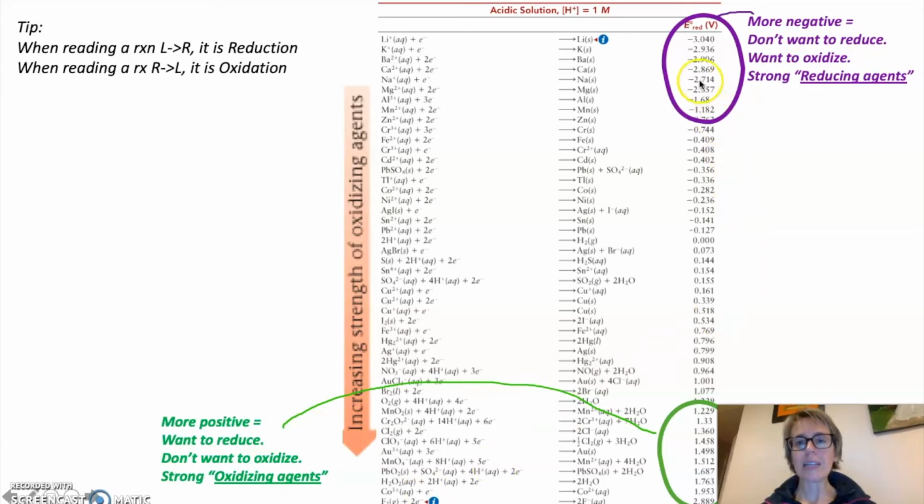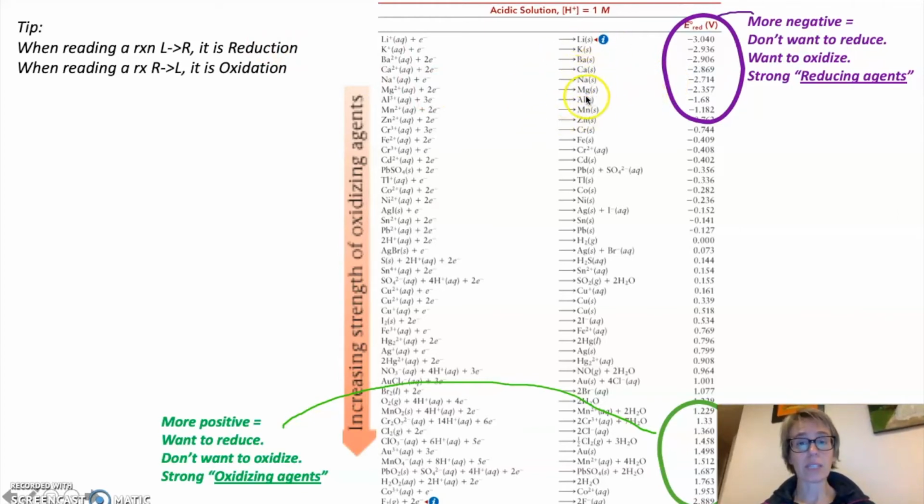What about the really negative numbers at the top here, on the top right? So when our standard reduction voltage is more negative, these are species, lithium ions, potassium ions, sodium ions, that don't want to reduce. So they are not going to very easily go from being sodium ions to sodium metal. Again, the sodium ions in our table salt that we put in our French fries, not going to very easily just turn into sodium metal, which again would be very dangerous for us if it did. So these species want to oxidize. And so for that oxidation, we're looking at it in the reverse direction.